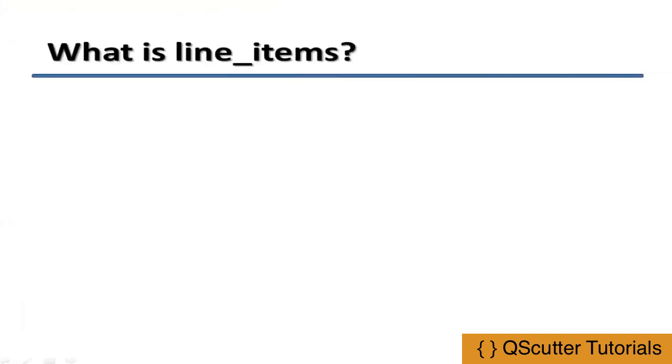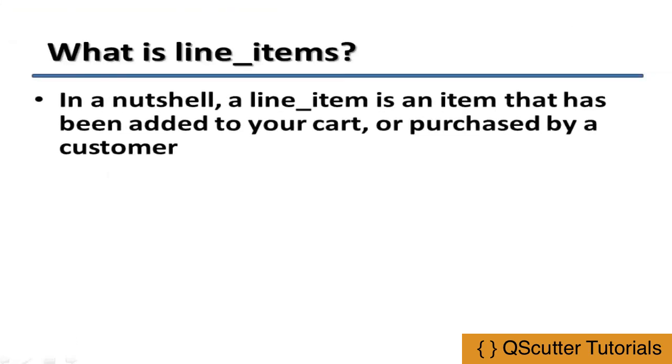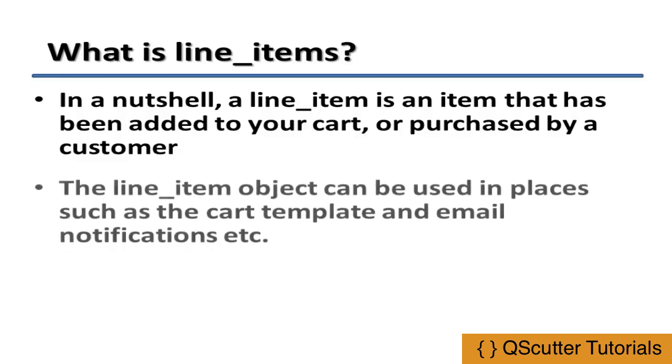What is a line_item? In a nutshell, a line_item is an item that has been added to your cart or purchased by a customer. For example, a product or a shoe or a car or anything inside your store that a person wants to buy. He will click on the purchase button, and after that it will be added. There will be an option to add to cart. So when a person clicks on add to cart, that product will be added to a cart.